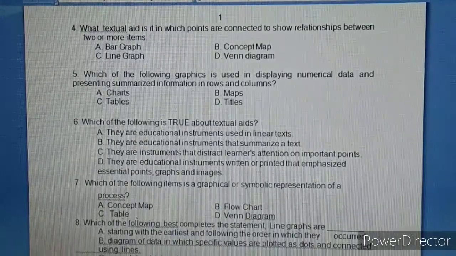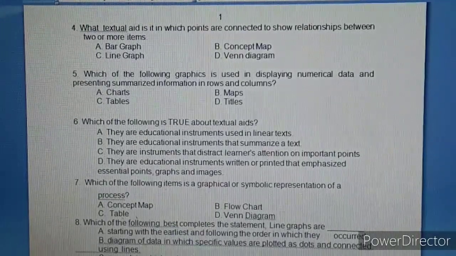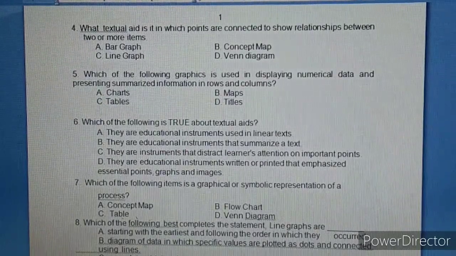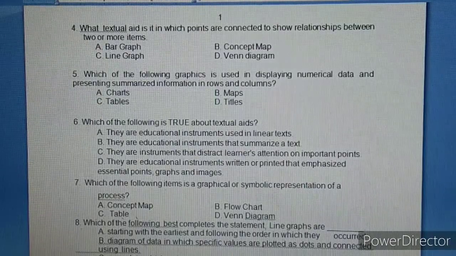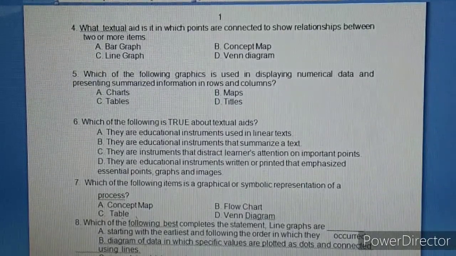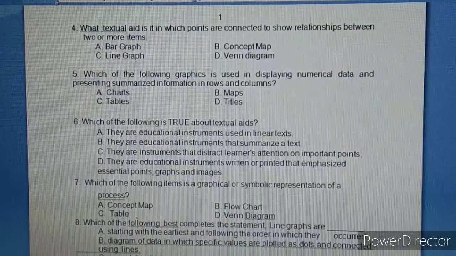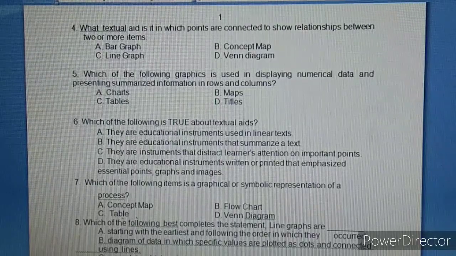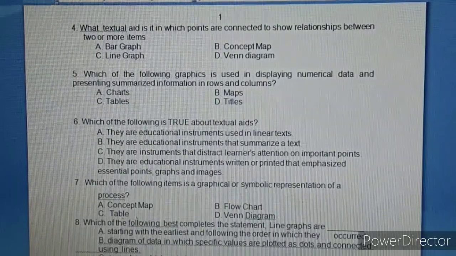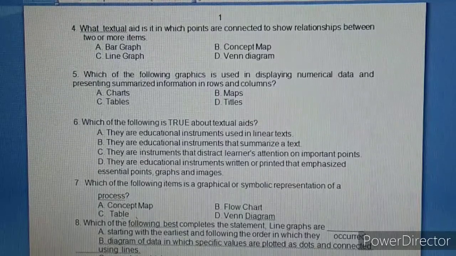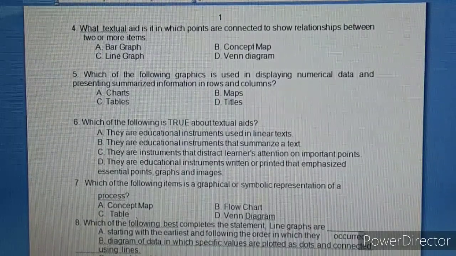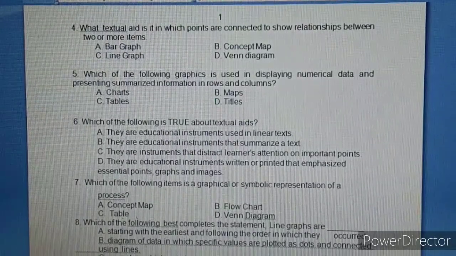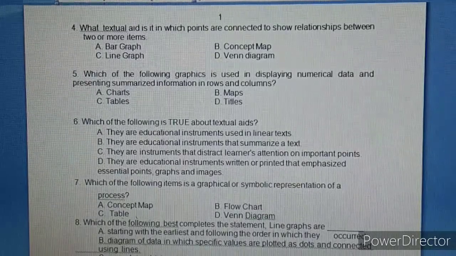Okay, number 4. What textual aid is it in which points are connected to show relationships between two or more items? A. Bar graph, B. Concept map, C. Line graph, or D. Venn diagram? The correct answer for number 4 is letter C, of course, line graph, wherein you are going to connect all the points to show relationship between two or more items.